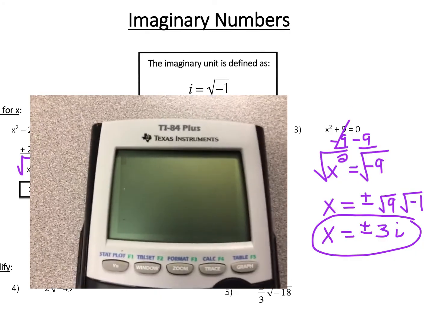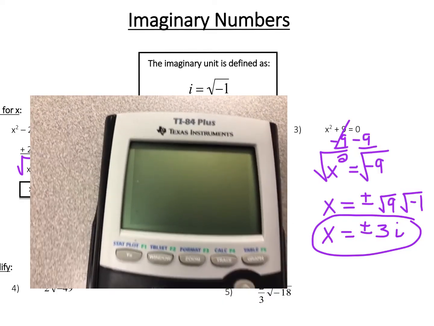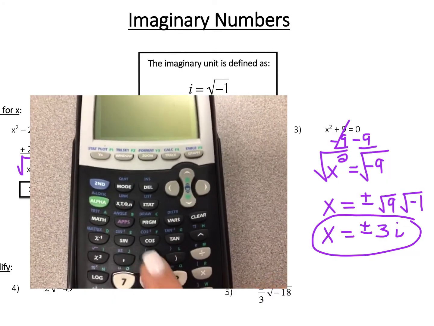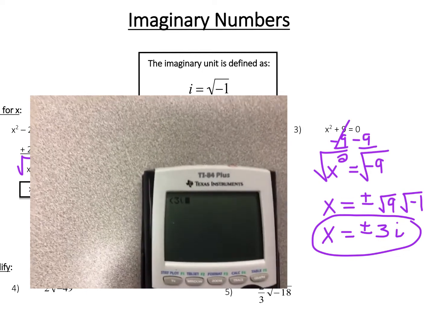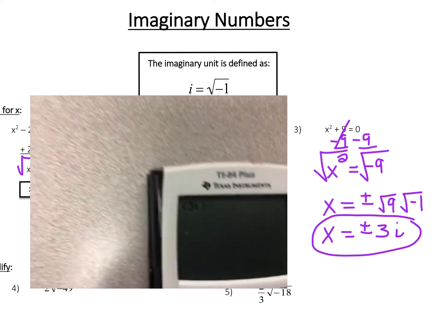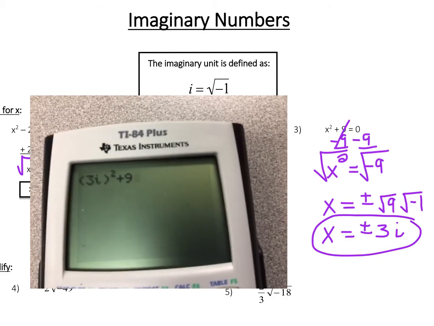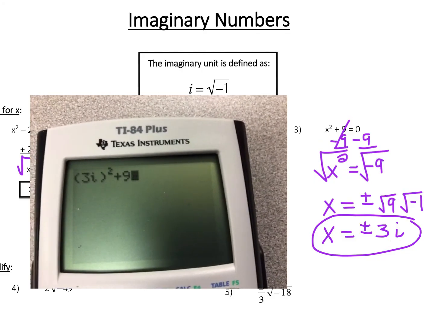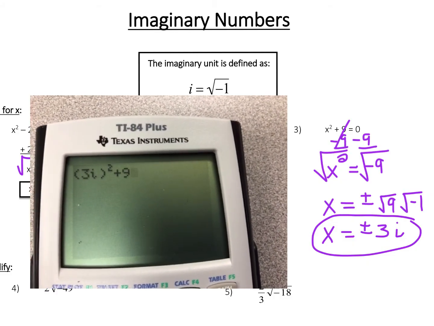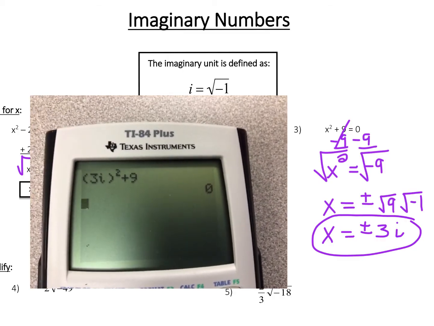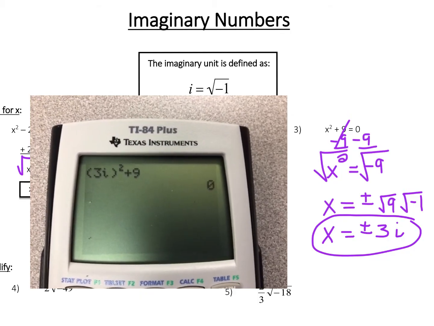So if I wanted to check, let's just say positive 3i, if I plugged in positive 3i where I saw the x, you know what I'm going to do? I'm going to put in parentheses, type in 3, and again, the i is second decimal, close the parenthesis and square it, and then hit plus 9. So basically I'm mimicking this equation, but I'm plugging in positive 3i for x. So I have 3i squared plus 9, and when I hit enter, watch what happens. It's equal to 0. So positive 3i is one of the solutions. And if I did the same thing with negative 3i, it would check as well.